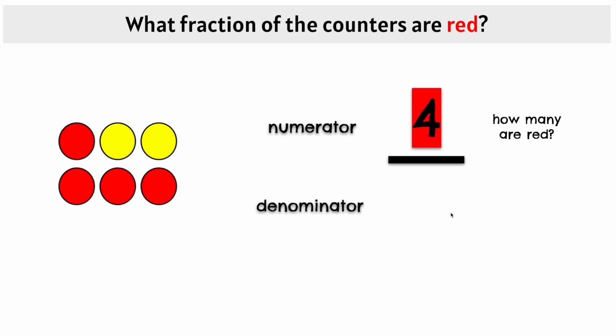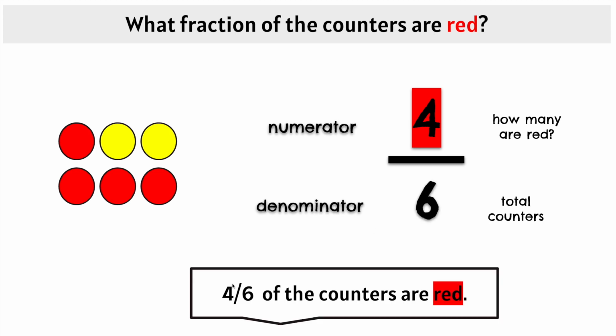Remember, for the denominator, we need to find how many total counters in this set. 1, 2, 3, 4, 5, 6. The denominator is 6. We can say that 4/6 of these counters are red.